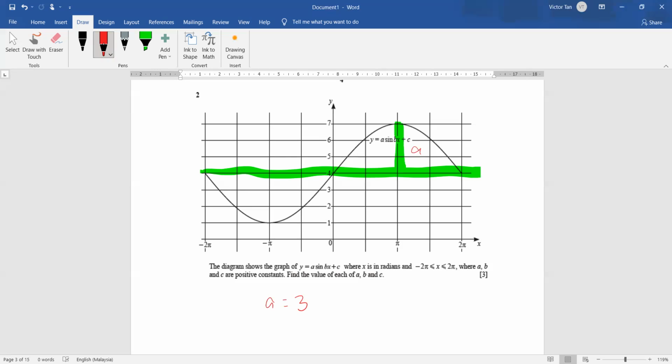b would be related to the period. 2 pi over b would be the period. So 2 pi over b is the period. So the period is 4 pi. So b is equal to half.